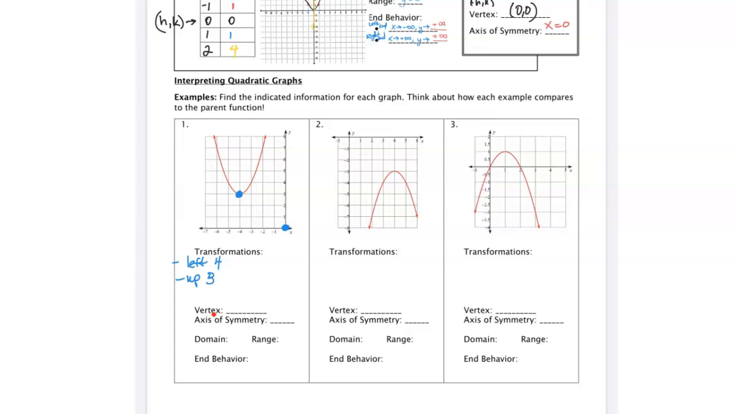If we're thinking about the vertex, our vertex is just, well, what is this ordered pair? This ordered pair is the point negative 4, comma 3. So the vertex is negative 4, 3. The axis of symmetry, well, let's split this in half. And if it's split in half, we are going through the x value of negative 4. So the axis of symmetry is x equals negative 4.